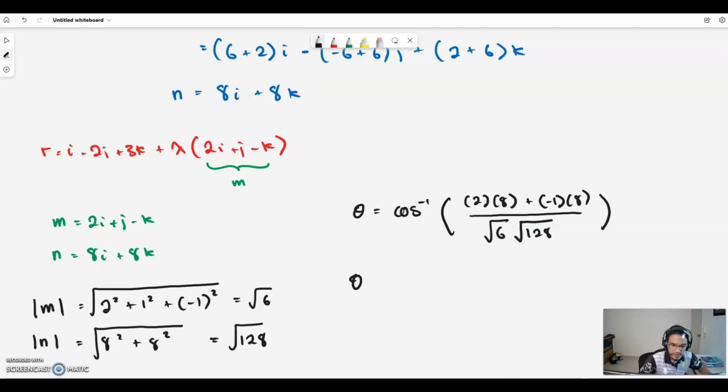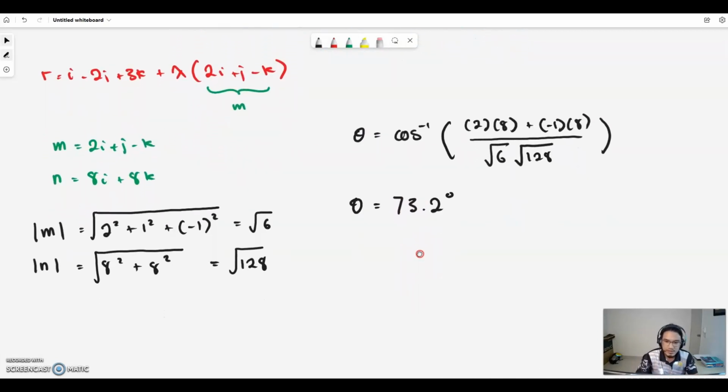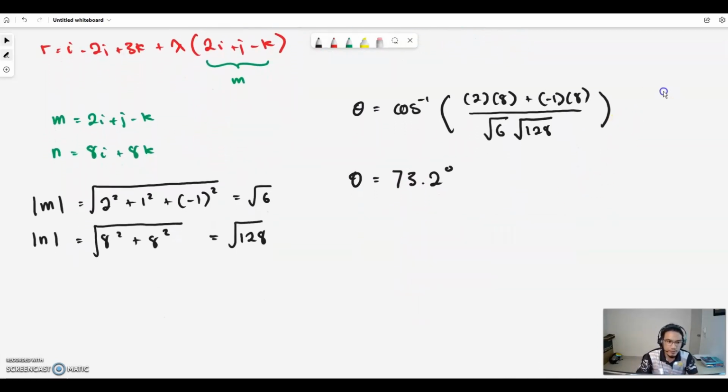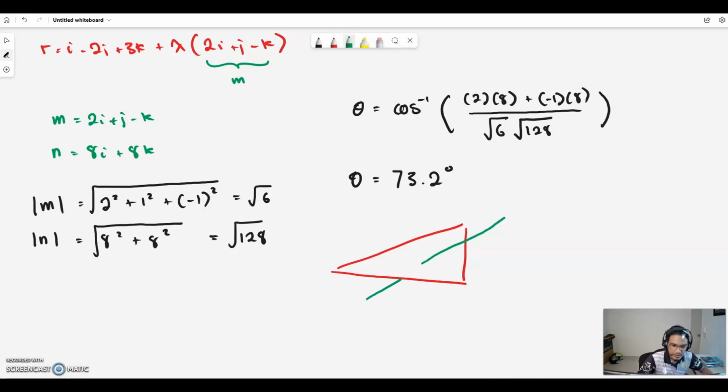And now we have the answer for theta, which is 73.2 degrees. Okay, but 73.2 degrees is not yet the answer that we are looking for. By the diagram, we actually have a triangle right here. This is the line that is passing through, and this one is the vector normal to the surface of the plane.